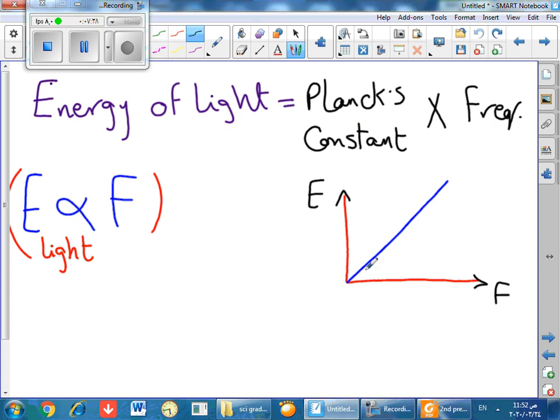There is a direct relation. It is symbolized by a straight line passing through the origin. On the vertical axis, we have the energy symbolized by capital E, and the frequency on the horizontal axis. There is a direct relation. Okay? As the frequency increases, the energy of light increases. Okay?